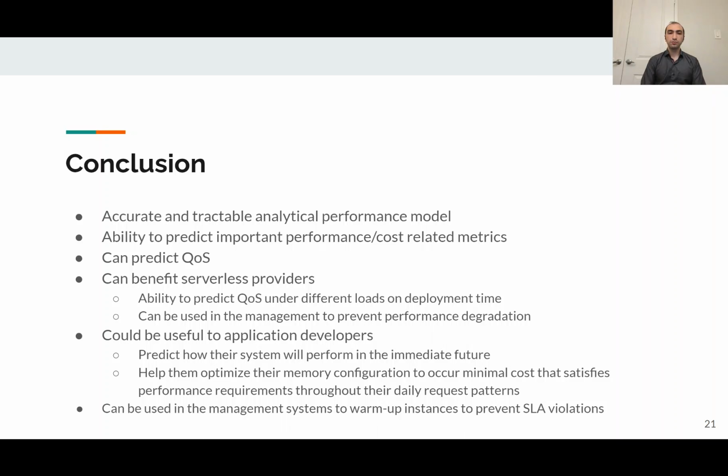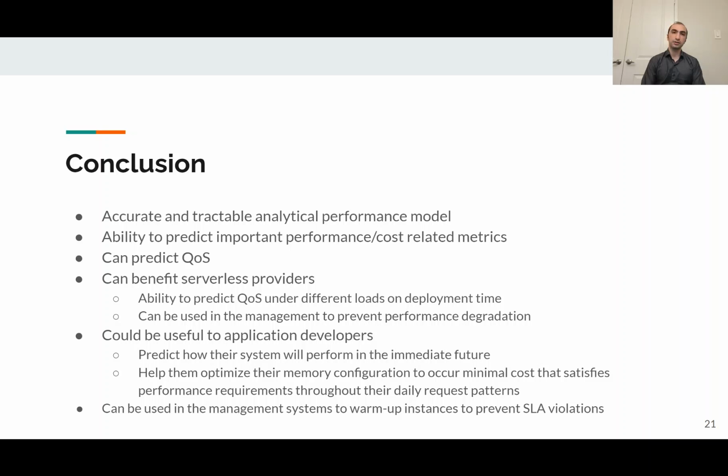In conclusion, we developed an accurate and tractable analytical performance model. It gives us the ability to predict important performance and cost metrics, and it can predict quality of service. It can benefit service providers by making them able to predict quality of service under different workloads. At deployment time, it can be used in the management system to prevent performance degradation. It can also be useful to application developers.